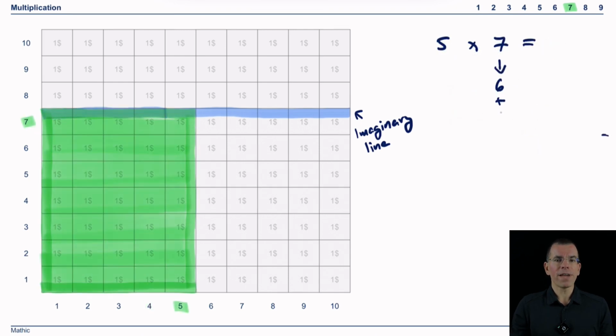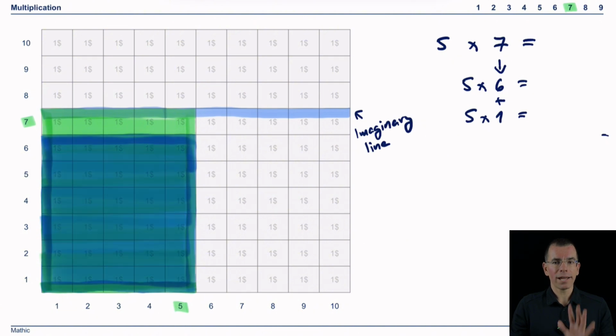5 times 7. 5 is one of our favorite numbers due to the trick with fingers. So let's split 7 into 6 plus 1. How many fingers on one hand? 5. How many on 2 hands? 10. How many on 6 hands? 30. Let's add one more hand and we have the final result.